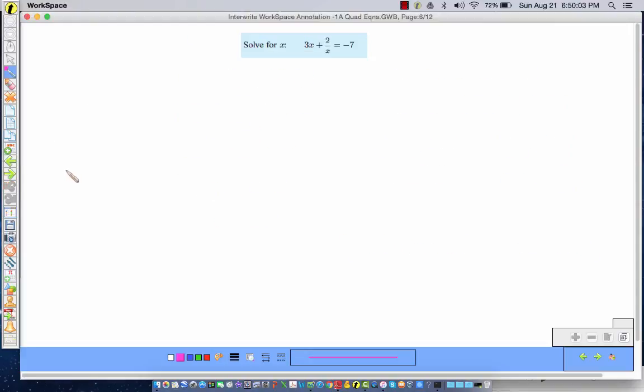Okay. Here we got a little bit of a different situation. What we don't like of this is, first of all, we need to set it equal to 0, and second of all, we have an x in the denominator, and it doesn't appear to be a quadratic just yet, but it really is. Let me show you what I'm talking about.